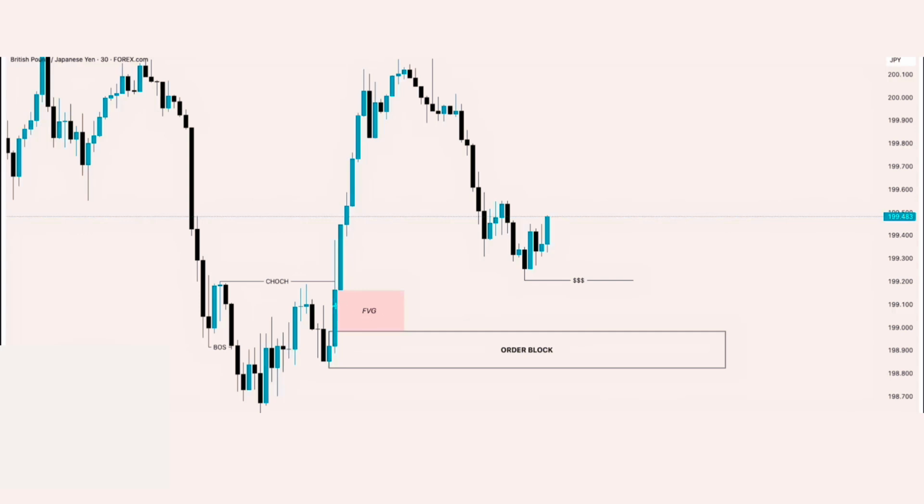So that's actually a gap price creates in the market. And it's also one of the entry models, which I would be explaining, how you can also catch smart setups using imbalance in our next video.